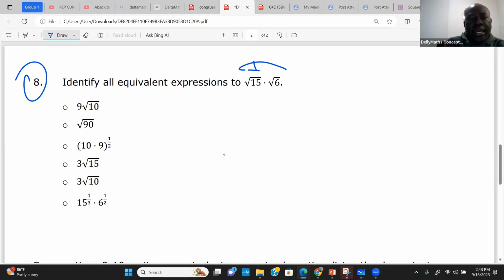Number one is saying 9 root 10. 9 root 10 is not the same thing. But if I multiply the 15 times the 6, I'll get 90. So that means this is okay. And I'm seeing 10 times 9 is 90. And since a half power is the same thing as the square root, then we could take this as an answer as well.